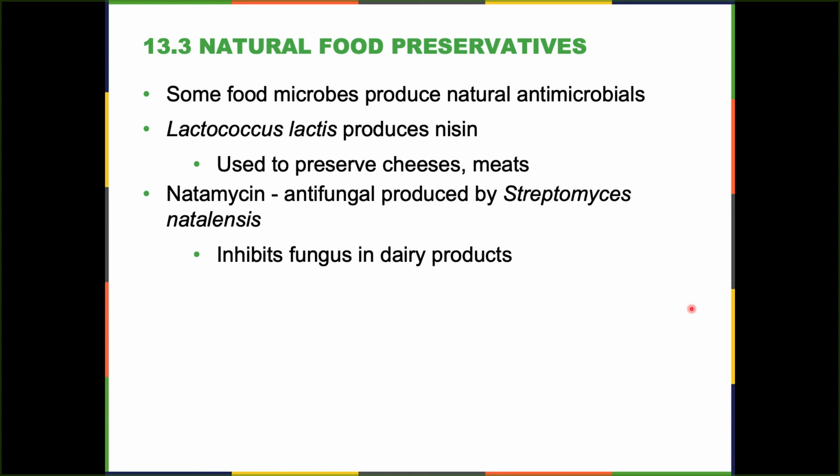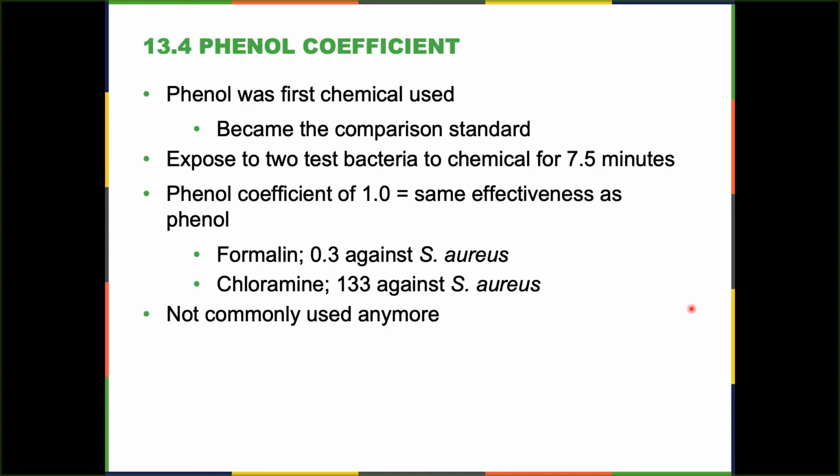All right, almost done. We're going to talk a little bit about how do we determine and measure the effectiveness of an antimicrobial. The very early measures of how good a chemical was called the phenol coefficient. And phenol kind of became the standard for comparison because it essentially was the very first, most well-used antimicrobial. Basically, you take two bacteria or whatever test bacteria that you want. Typically, it was against Staph aureus and Salmonella typhimurium, right? But any bacterium that you want, and then you expose it to a chemical for 7.5 minutes, and then you just compare that to phenol, right?